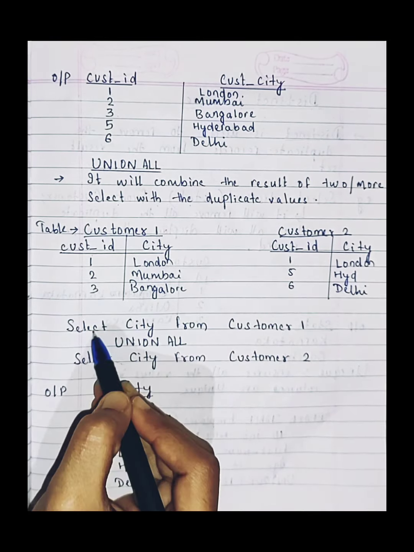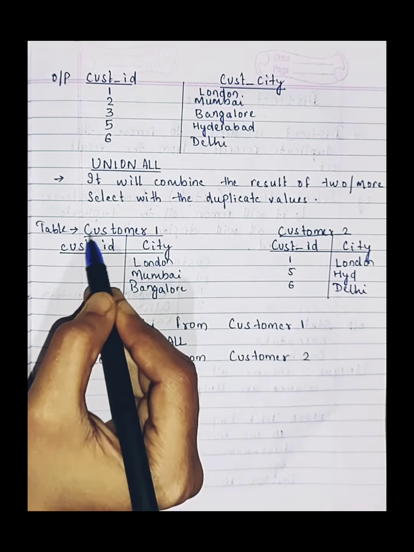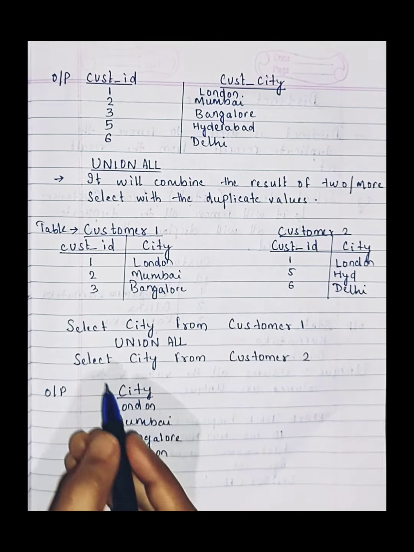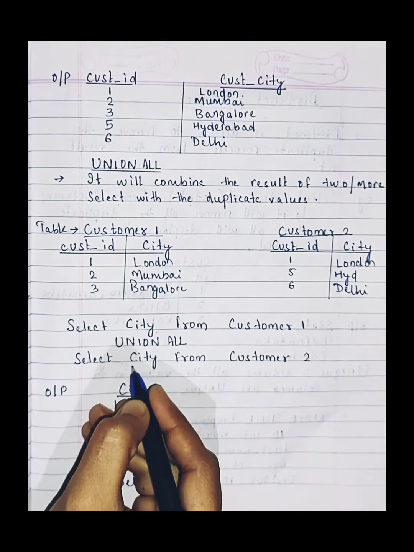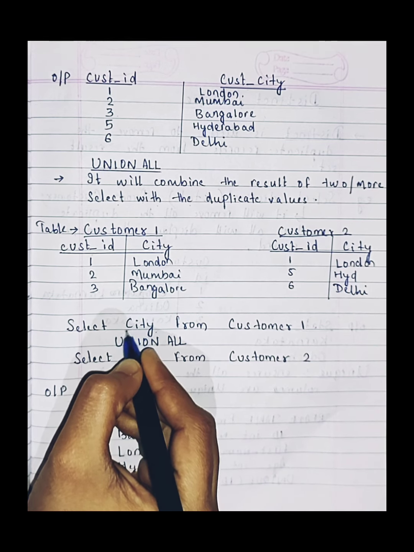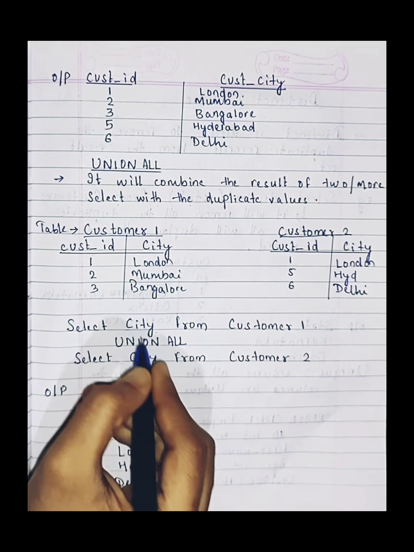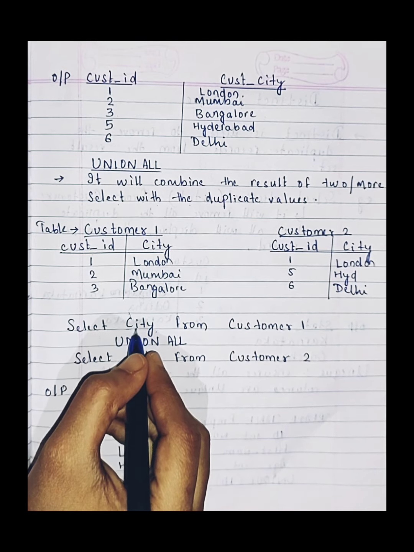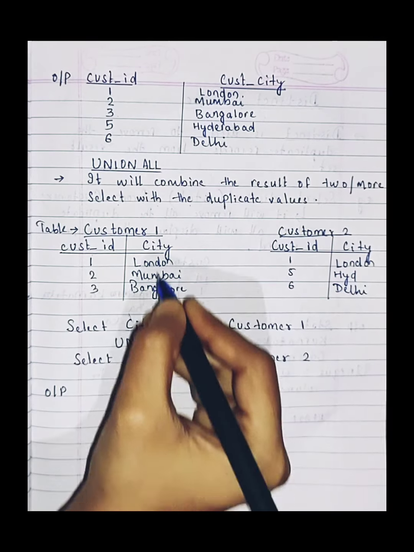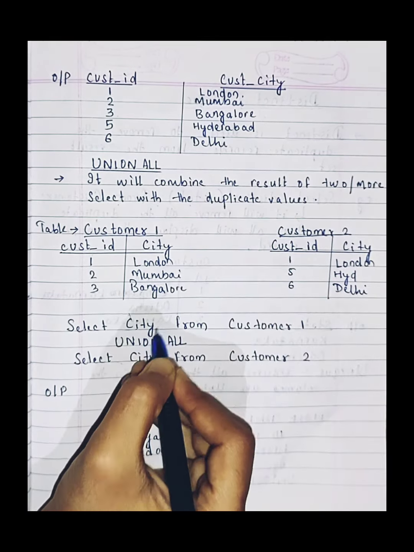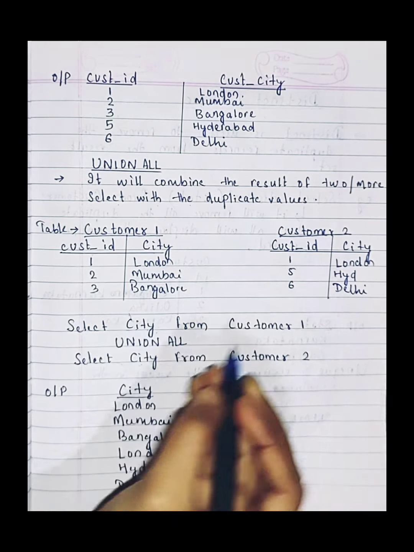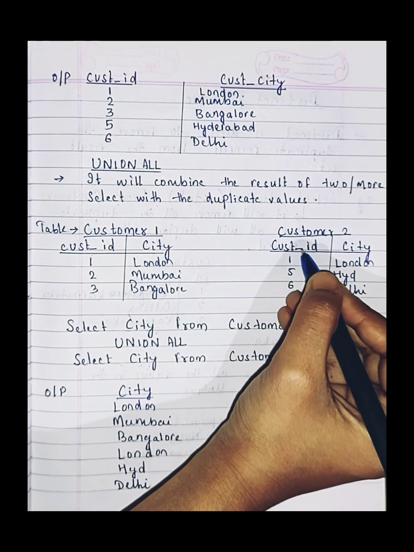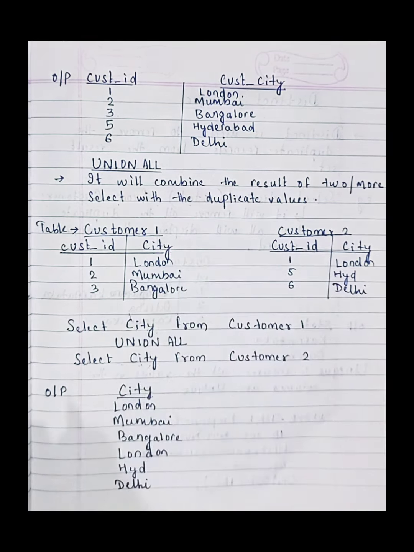Suppose in the first select we are writing select city from customer 1, and in the customer 2 table we are selecting the same thing, because it must contain the same number of columns, of the same data type and in the same order. So if we are selecting city here, then in the second select also we can't select cust id, because it is not of the same data type. City is a different data type and cust id is a different data type.